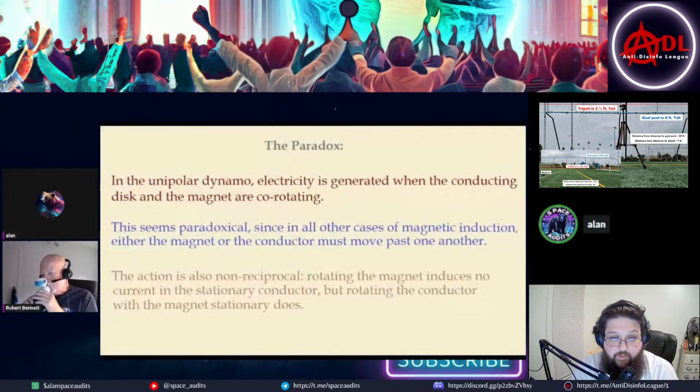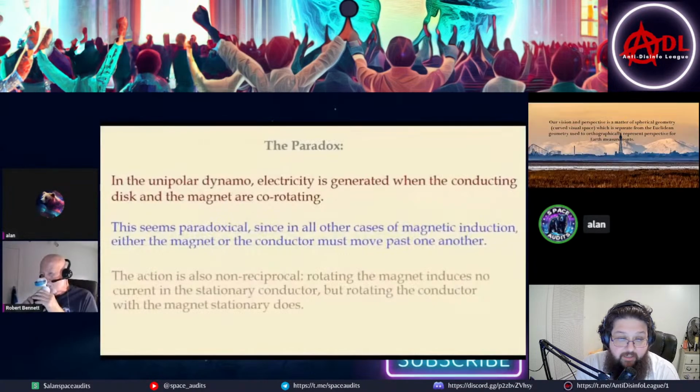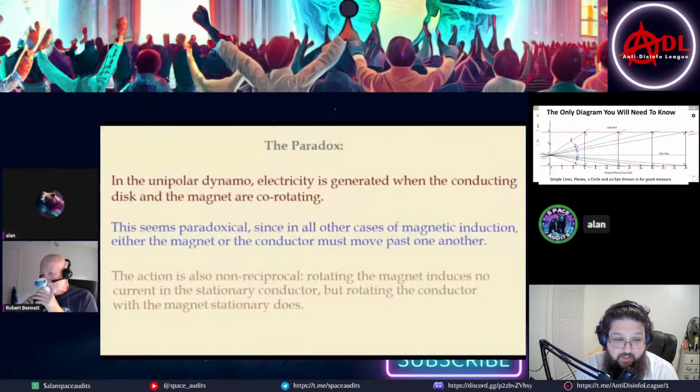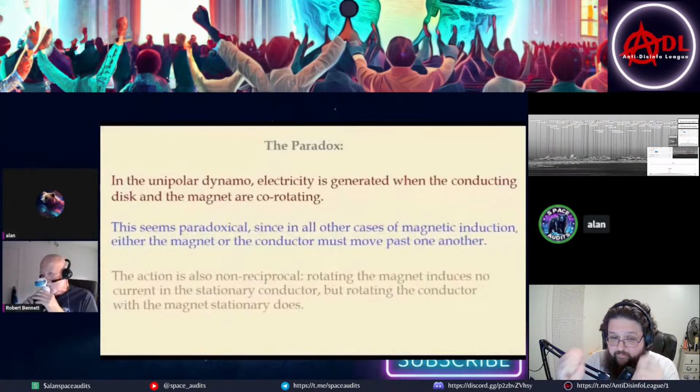So in the unipolar dynamo, electricity is generated when the conducting disk and magnet are co-rotating. This seems paradoxical, since in all other cases of magnetic induction, either the magnet or the conductor must move past one another. So one has to be stationary, the other one has to move. They can't be co-rotating, you can't move them together simultaneously, right? And then it generates something.